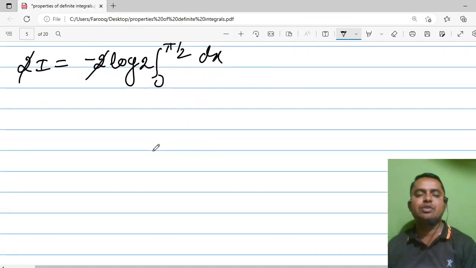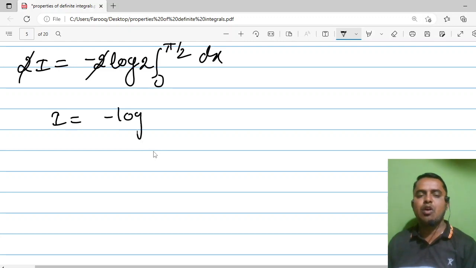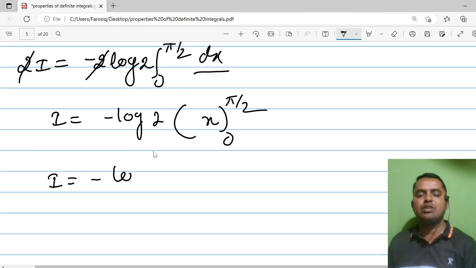Now I is equal to minus log 2, integration of dx is nothing but x between the limits 0 to pi by 2. Now I is equal to minus log 2. The value of x is pi by 2 minus 0, the lower limit.